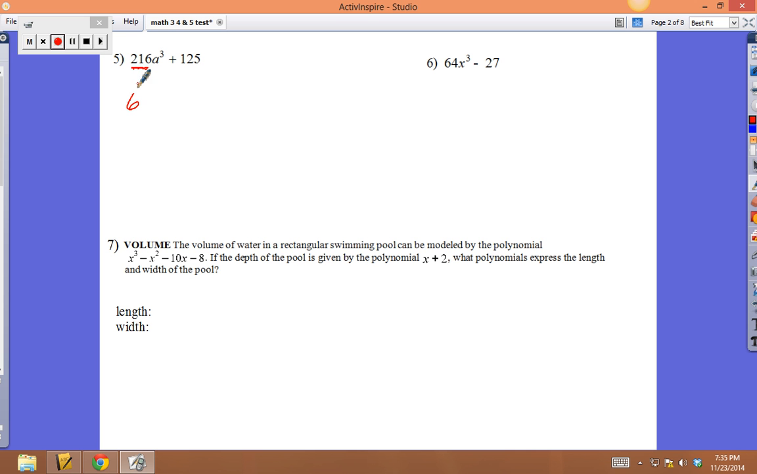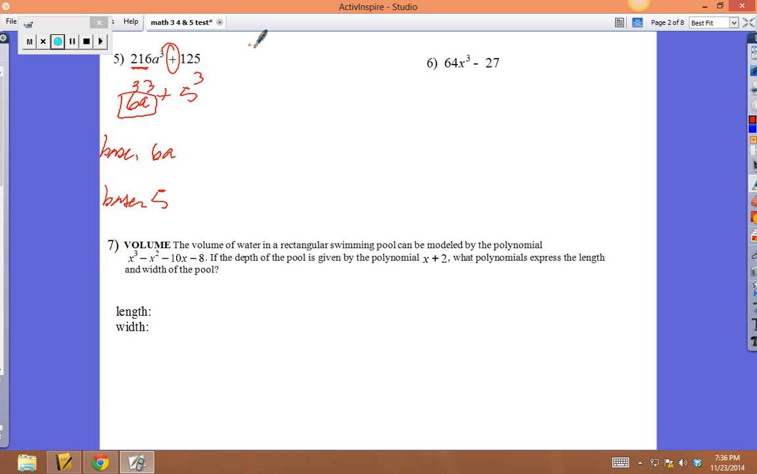The next 2 are cubes, and you got to recognize 216 as a cube, and you need to write it as a cube. 6 cubed, a cubed, and 125, you need to know that's a cube, that's 5 cubed. Okay, when you're looking at cubes, all you really are looking at is the base of the first, we'll call that base of 1, and the base of the second. So the base of the first is 6a, it's without the exponents, and the base of the second is 5.